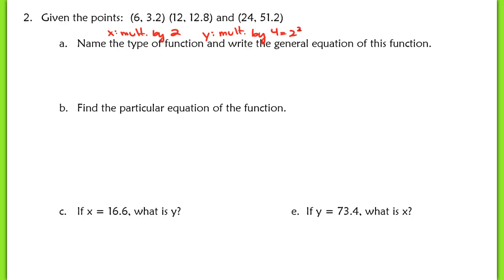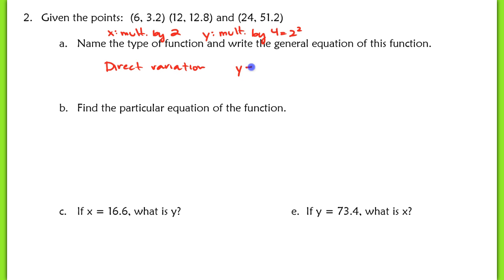Now we have to decide if it's direct or indirect, and for that one it's pretty easy to do because as x is increasing, the y value here is also increasing. So this is going to be a direct variation function. So for naming the function, this is direct variation.